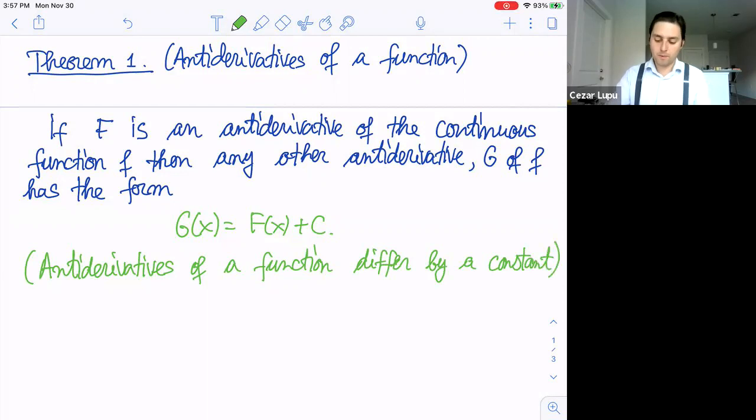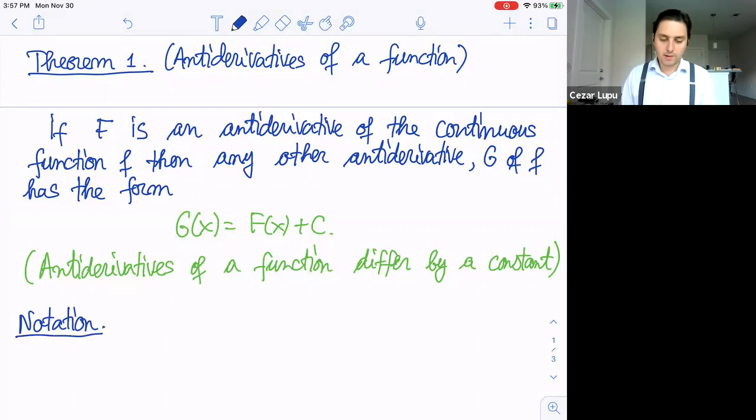That's what we need to know, right? So in other words, two antiderivatives of the same function will differ by a constant. And now let's point out some notation.